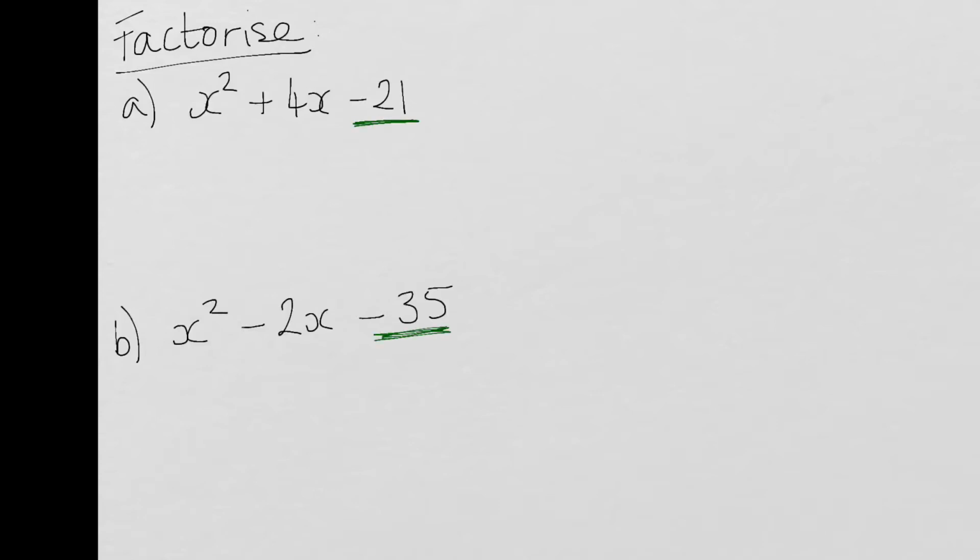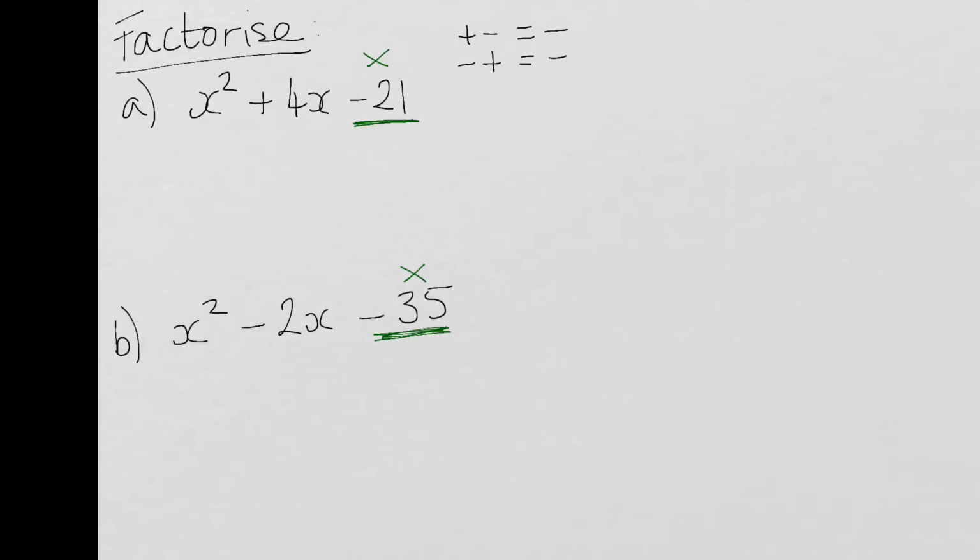So we know that we need to think of two numbers that multiply to give us this number at the end. So we need to think of two numbers that multiply to give us minus 21. Now, for it to be a negative 21, we need to consider what numbers I would multiply together to give me a negative. And the answer is that I'd have to have a positive and a negative number. It doesn't have to be in that order. It could be a negative and a positive, but that's how I'm going to end up with a negative answer.